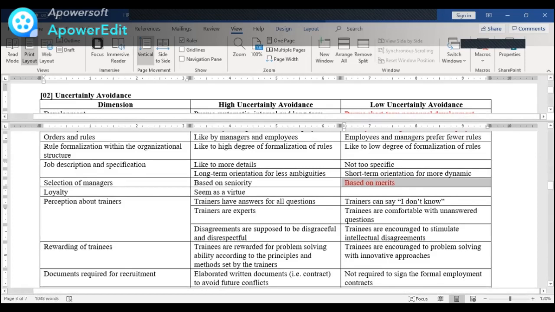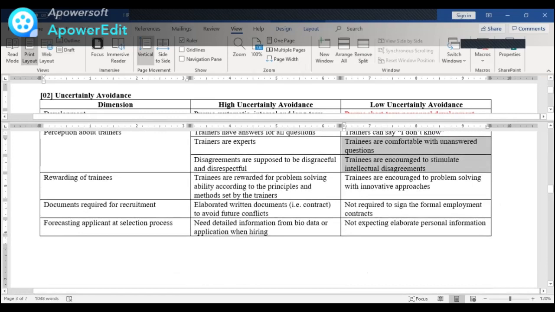Then perception about trainers. These are the features. Trainers have answers for all questions in high uncertainty avoidance culture. Trainers are perceived as experts. Disagreements are supposed to be disgraceful and disrespectful. However, in low uncertainty avoidance culture, trainers can say, I don't know. Trainers are comfortable with unanswered questions, and are encouraged to stimulate intellectual disagreement.